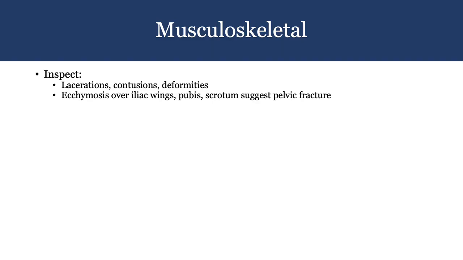From the musculoskeletal system, inspect for any obvious lacerations, contusions, deformities. Inspect for ecchymosis over the iliac wings, the pubic area, and the scrotum in case you have a pelvic fracture, and then palpate the pelvis. Use gentle anteroposterior pressure on the iliac wings to assess pelvic stability, which could help you tease out pelvic fractures. Please do not do this more than once. Many times when you want to test for pelvic stability, do not do it more than once, otherwise you cause more bleeding in the pelvis.